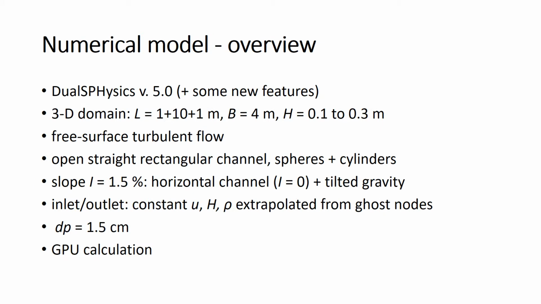Numerical model. The study was carried out by using DualSPHysics version 5, improved with some new features as described later. A 3D model was applied to model a 10 meter long and 4 meter wide turbulent open channel flow representing a section of the fish pass. Short additional sections were included to simulate upstream and downstream conditions.